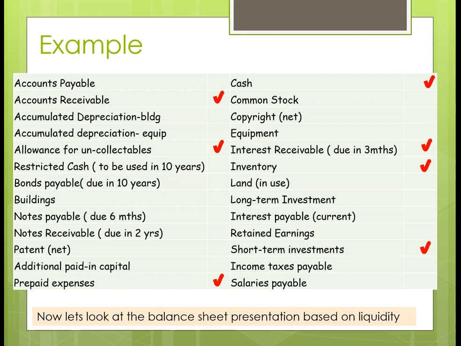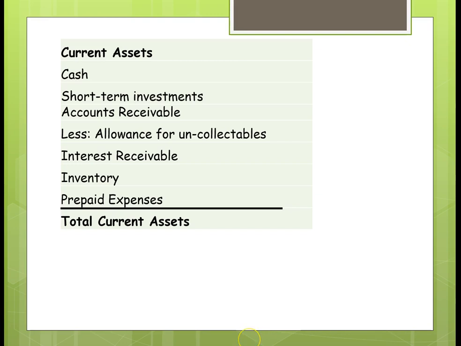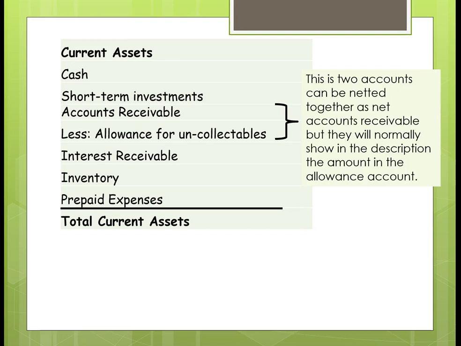So now let's look at the balance sheet presentation based on liquidity. Now, this is how the book shows you cash, short-term investments, accounts receivable, less allowance for doubtfuls, interest receivable, inventory, and prepaid expense. Just so you know, I would normally have put inventory before interest receivable, but again, you'd want to look at the detail to see exactly when that interest is going to be received. Now again, these two accounts are normally netted on the financial statements, and then they have a description along with net accounts receivable that tells you the amount for allowance.